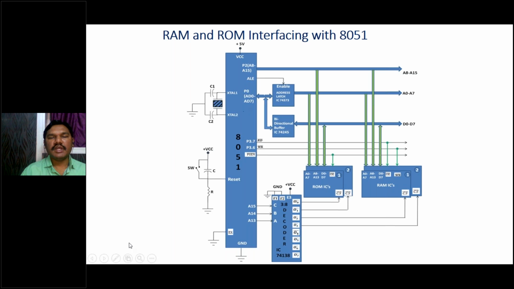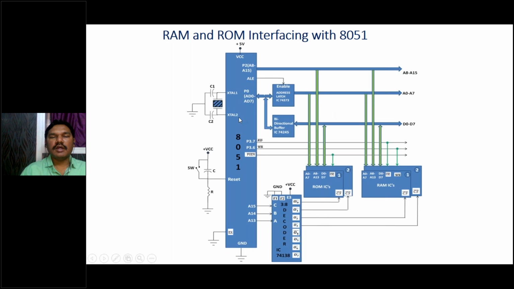And here I have given one more practical diagram. This is the 8051 chip, and this 8051 has a clock generator, a reset circuit, and EA bar. EA bar stands for external access and must be connected to ground. Then this decoder takes address lines 13, 14, 15, and through this it goes to the RAM memory and ROM memory.